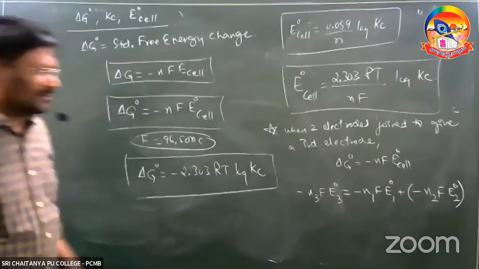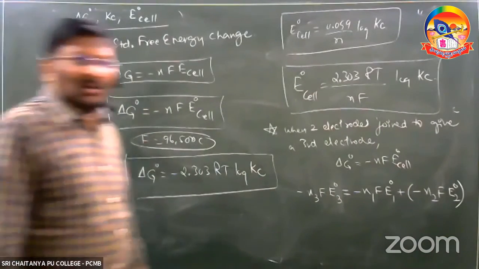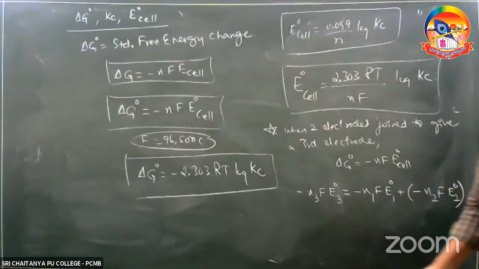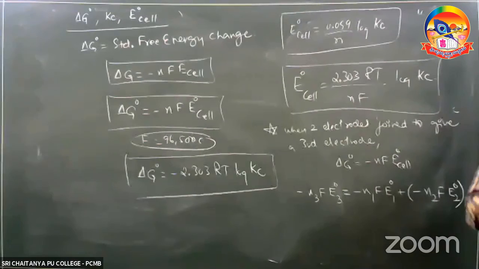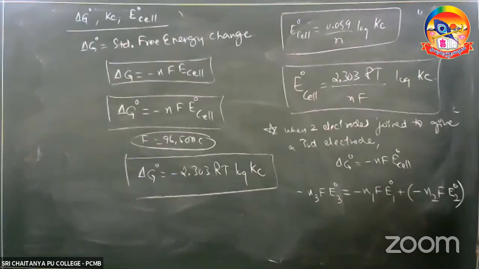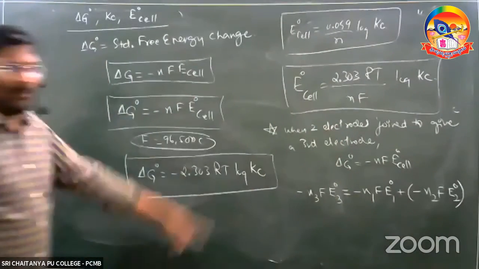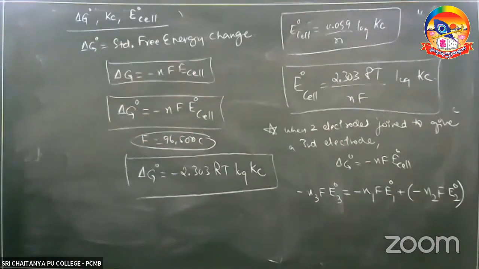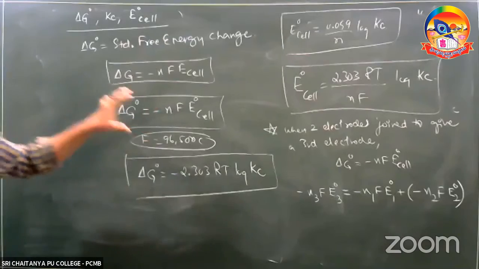Remember, generally what do we say? E1 and E2, two standard electrodes joined and generating a new electrode. E1 plus E2 is equal to E3. At that time you have to add up in this way. F cancelled, 96,500. So please remember, this is another important one for competitive exams. Remember, all these are the formulae.